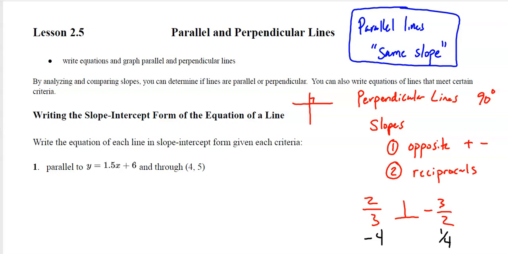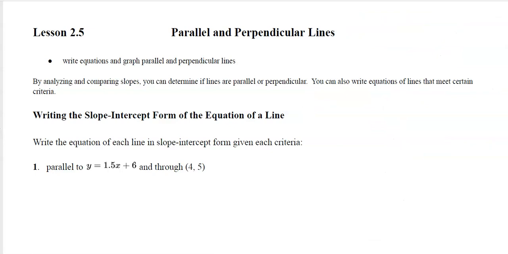Now, the only weird cases are if you have a slope of 0, that's a horizontal line, and for a perpendicular line to it, you can't really do a reciprocal. It has to be undefined. So those are the two special cases of a vertical and horizontal line. All right, well, let's get into it, and we're going to use a lot of what we did in 2.4, writing equations. So let's check out example 1 here.